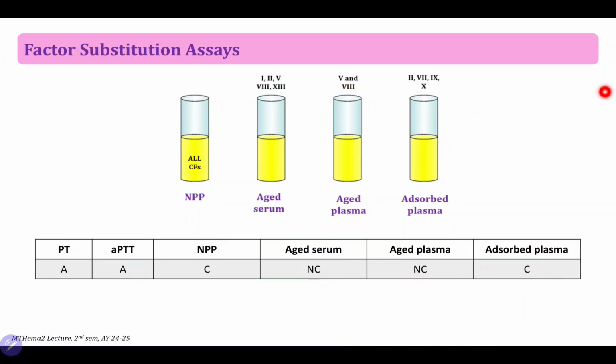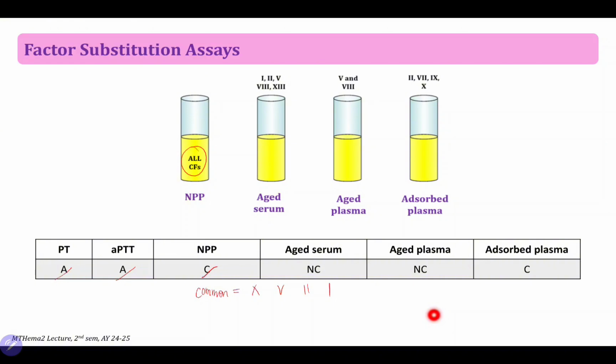Okay, another example. We have an abnormal ProTime and abnormal PTT. So, therefore, the problem is with the common pathway. Meaning, the deficient coagulation factor is in the common pathway. The factors present in the common pathway are factors 10, 5, 2, and 1. Okay, next. Normal pooled plasma is corrected. So, meaning to say, it is a factor deficiency.